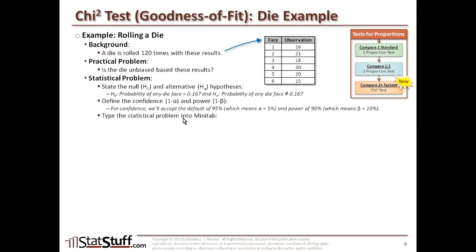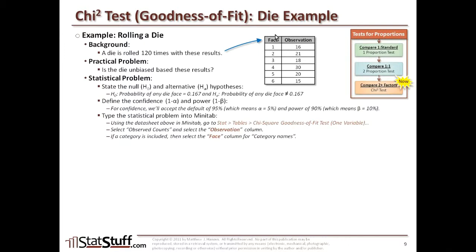And also for the statistical problem that we type in Minitab, we're going to use the data sheet above to type that in, and then after doing that we're going to go to the Stat menu, select Tables, and choose the Chi² goodness of fit test option. We're going to select observed counts and select the observation column as we have here. And then if there is a category that's included, like for this face, then we'll select the face column for those category names. And then under test, we're going to select equal proportions, since the proportions for rolling a die are expected to be equal. That is, if we have the equal chance of rolling any one of these, if it's truly unbiased, then there's an equal proportion that each of these take. That's where we came up with our 1/6 or 16.7% probability.